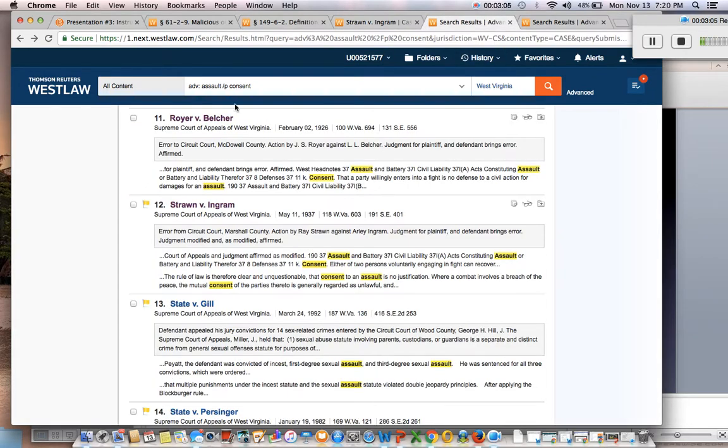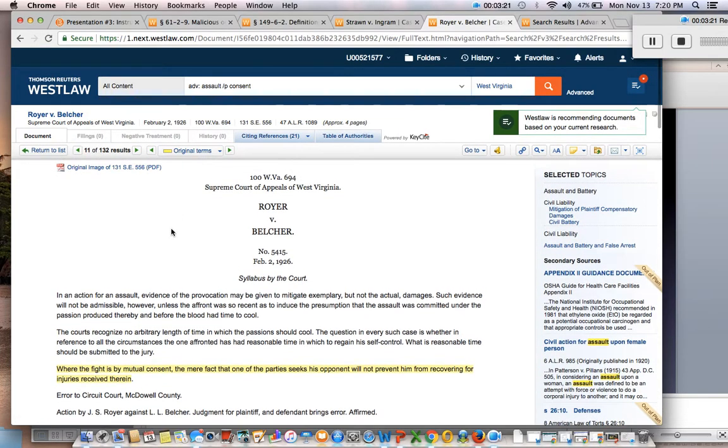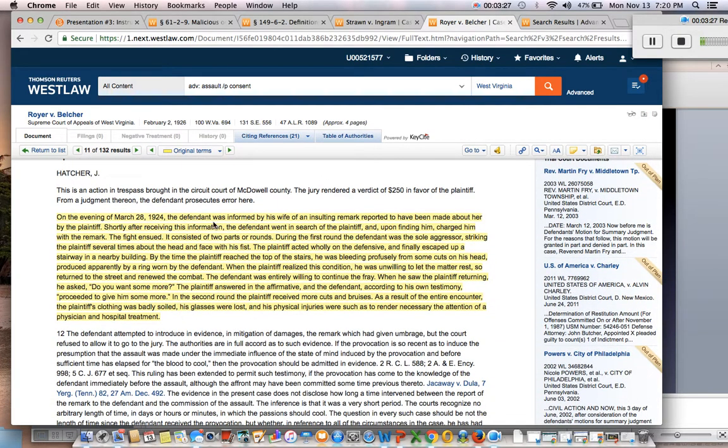So the next case that I used is Royer versus Belcher, and I used the same terms and connectors, assault/P consent. In this case, the defendant was informed by his wife of an insulting remark reported to have been made about the plaintiff. There was a fight that ensued. It consisted of 2 rounds. During the first round, the defendant was the sole aggressor, striking the plaintiff several times in the face with his fist.